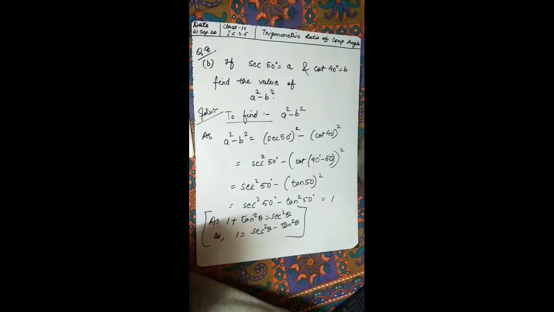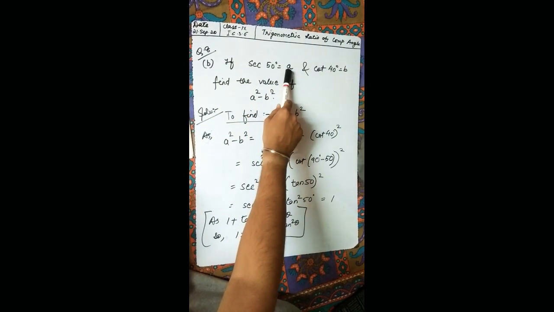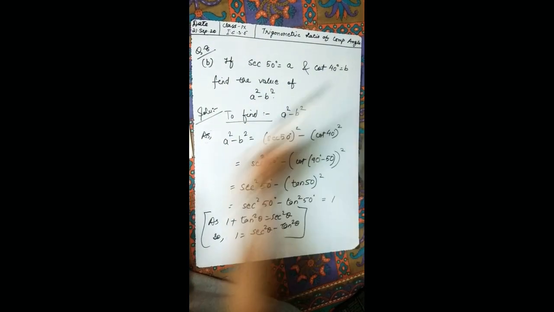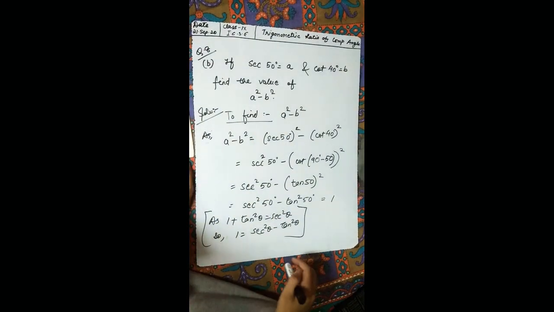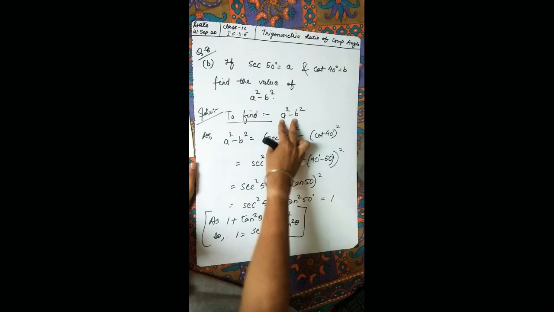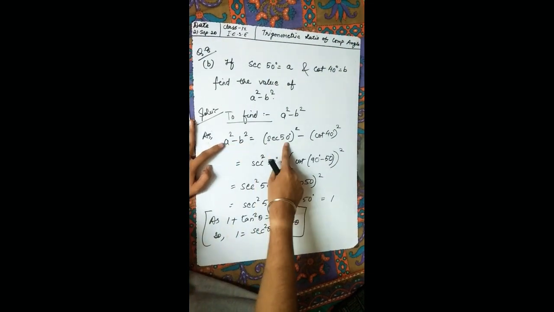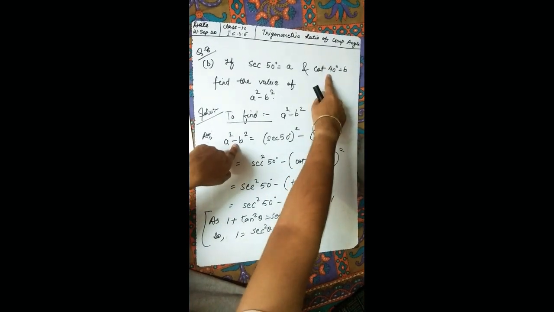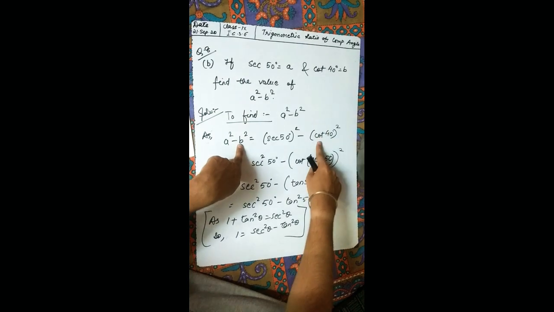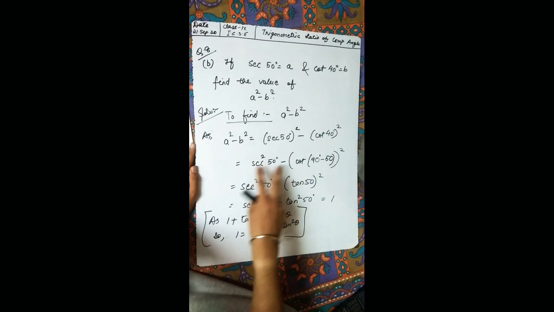Alright, let us understand question number 8, B1. If sec 50 degree is equal to A and cot 40 degree is equal to B, then find the value of A square minus B square. So to find A square minus B square, we have A as this sec 50. So in place of A square, we are writing sec 50 the whole square minus B, we have cot 40 degree. So in place of B square, we are writing cot 40 the whole square. Sec square 50 degree minus cot square 40 degree.